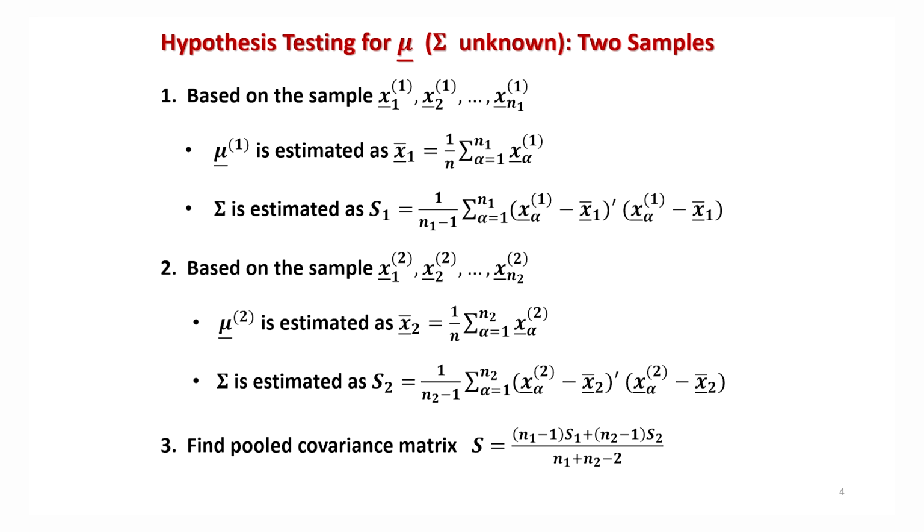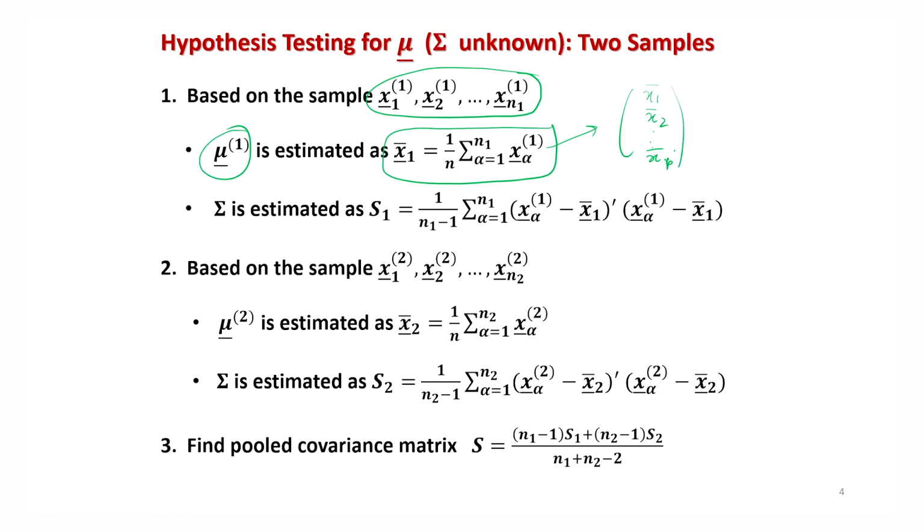Now, first we try to estimate mu1, mu2 and sigma from the given sample data. Based on sample 1, which is x1, x2, up to xn1 with the superscript 1, we estimate the mean vector mu1 by the sample mean vector like this one. This is simply the sample mean of each and every random variable, based on the first sample.